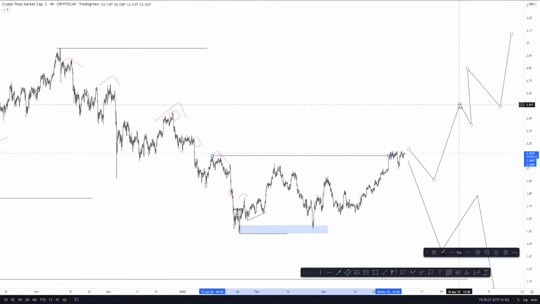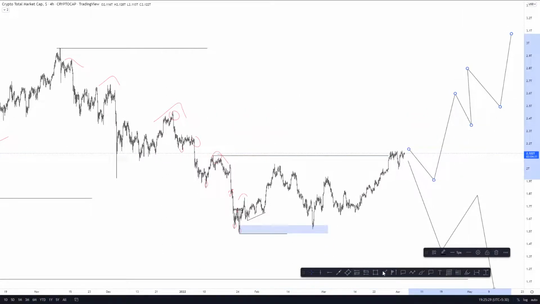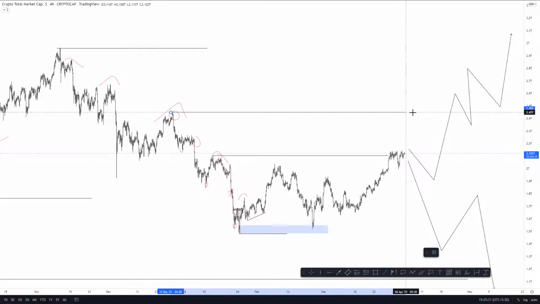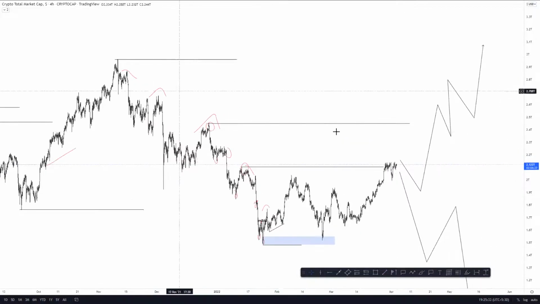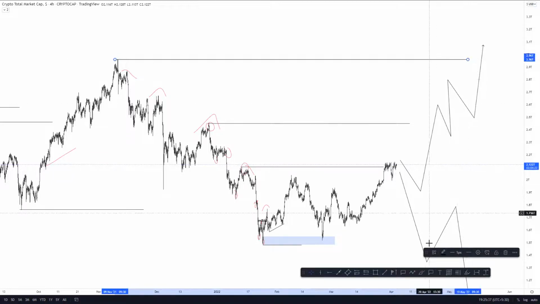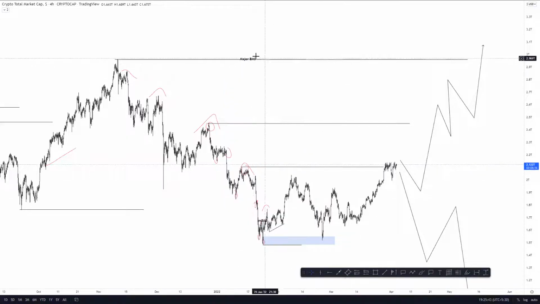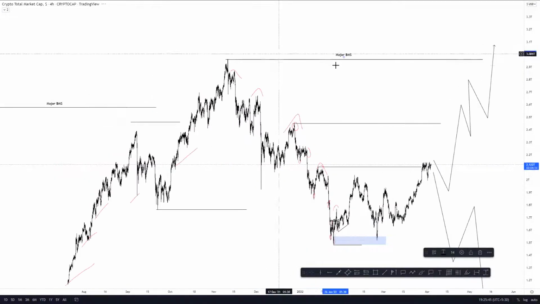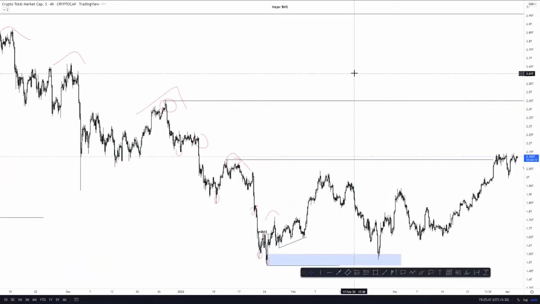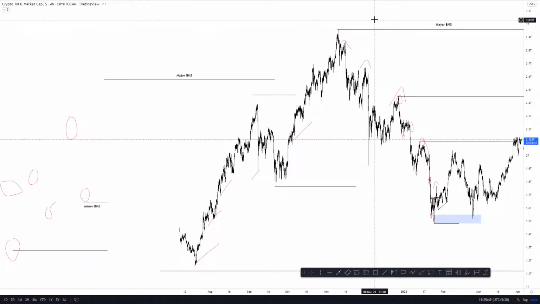And if price takes out this high, that is also a structure break. But if price has taken out this last previous high, then I will call this a major BMS. Okay, if anyone has any doubt, they can ask.